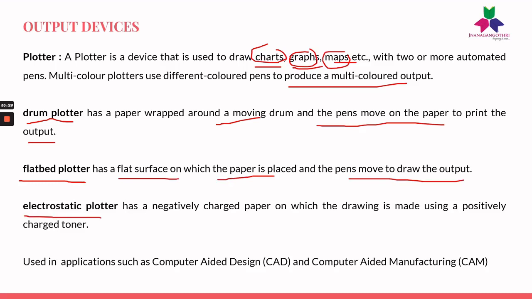There is also the electrostatic plotter, which uses a negatively charged paper. We make the drawing on the negatively charged paper. How we do this is we use a positively charged toner on a negatively charged paper. These kinds of plotters are basically used in CAD, that is computer aided design, and computer aided manufacturing. We use these plotters there.